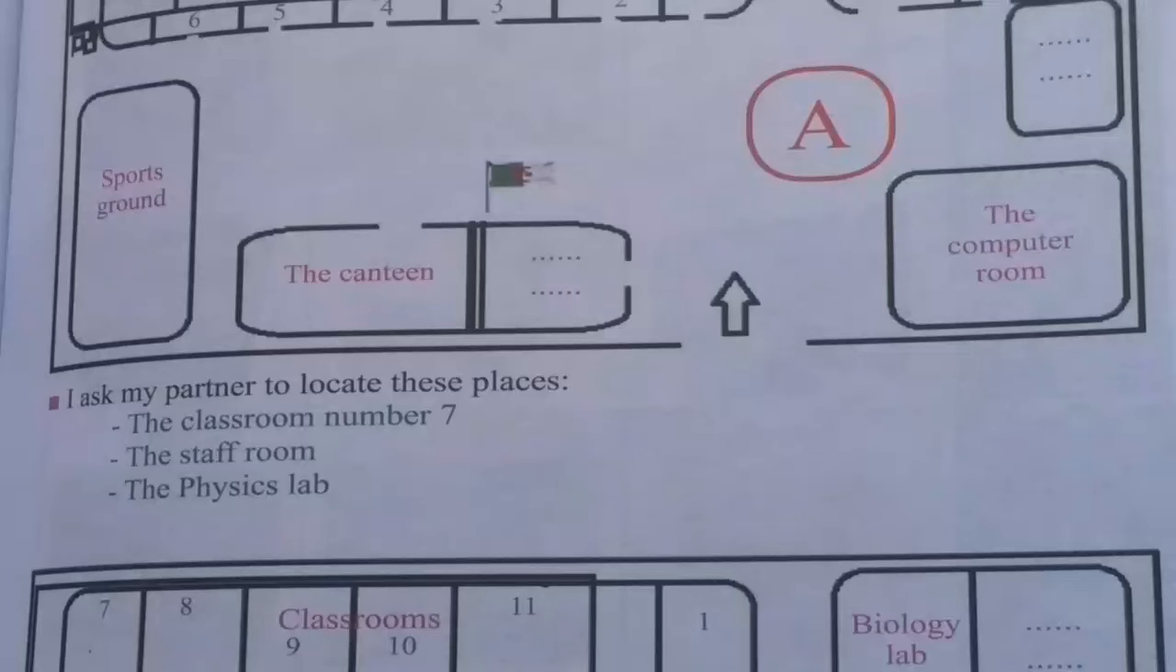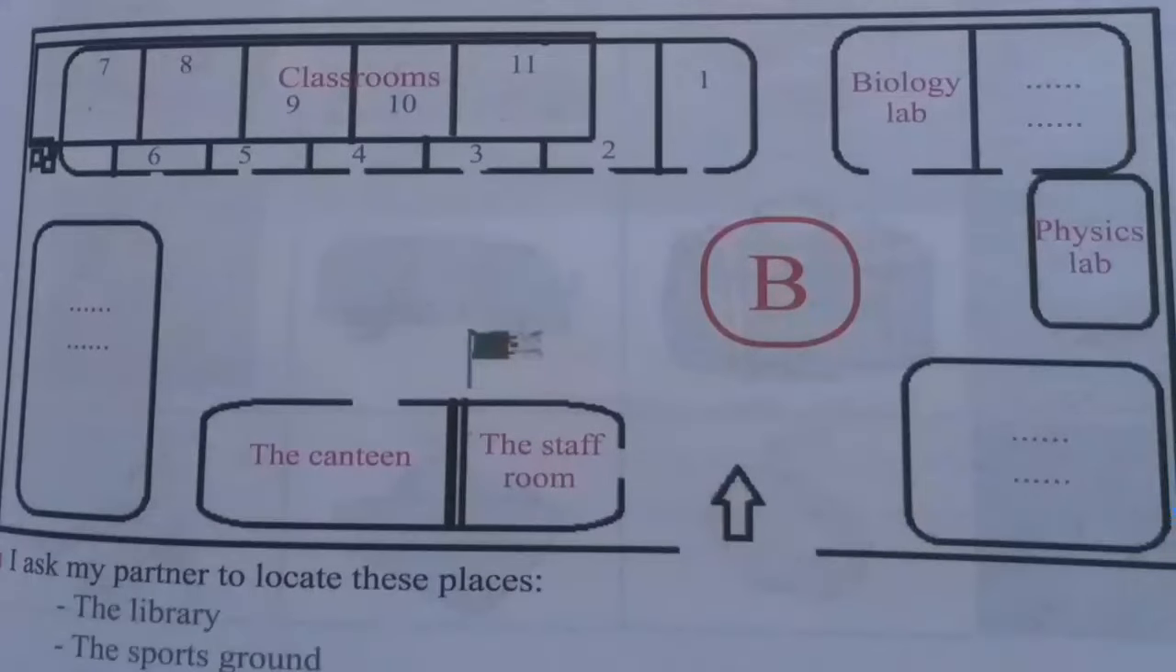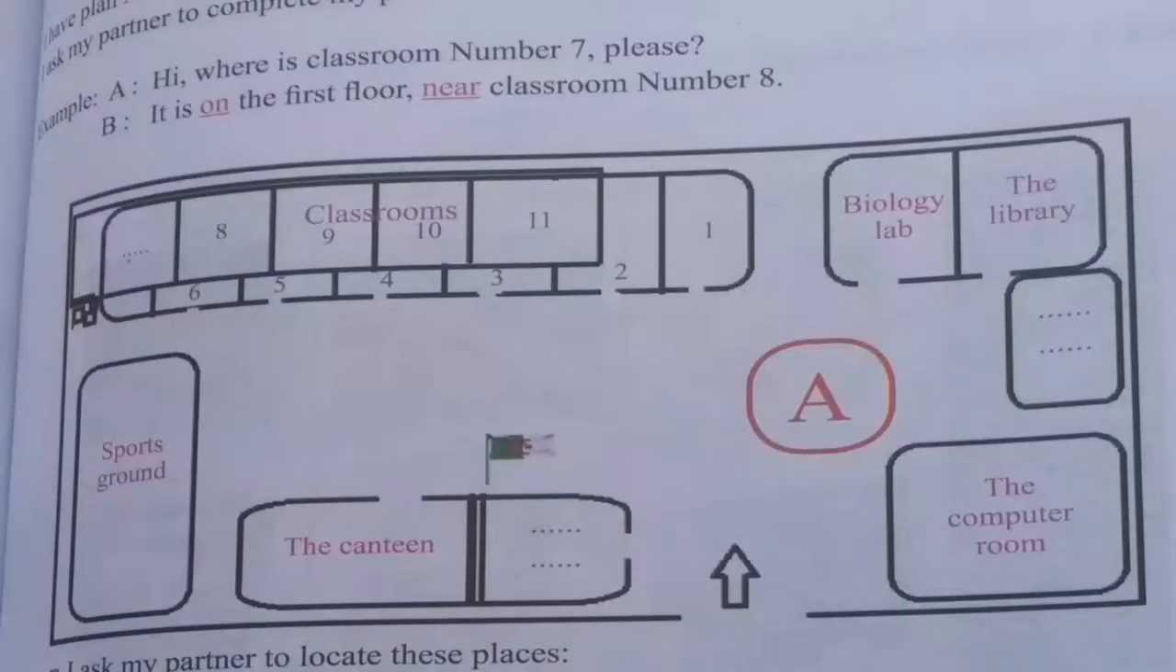The staff room. I ask my partner to locate the staff room. أنا أسأل شريكي لتحديد موقع the staff room بمعنى قاعة الموظفين. إذن ننظر إلى المخطط باء, plan B. The staff room موجودة بجانب المطعم, the canteen. إذن حينما تطرح السؤال تستخدم نفس العبارة تقول: Hi, where is the staff room, please? مرحبا، أين هي قاعة الموظفين من فضلك؟ ويجب أن تنتبهوا إلى علامات الوقف، الفاصلة بعد hi وأيضا الفاصلة بعد the staff room، ثم علامة الاستفهام بعد please.